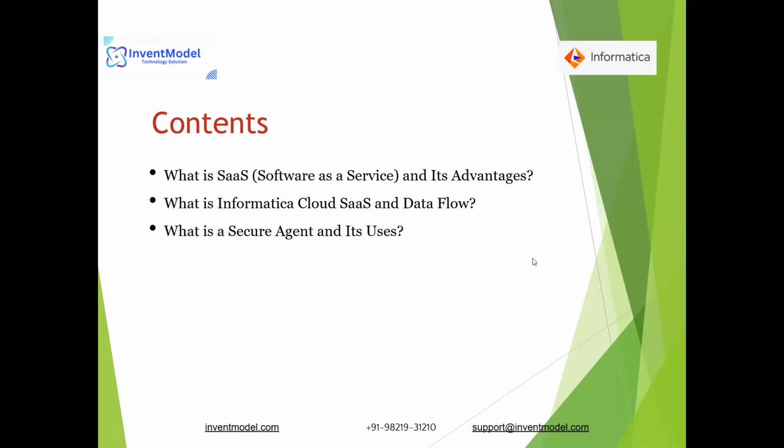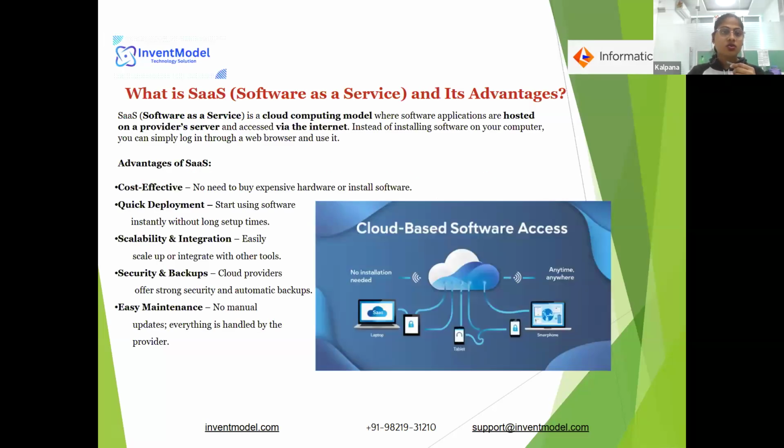Yes. So this is the content that we show, like what is SaaS and its advantages, what is Informatica Cloud SaaS and data flow, and what is secure agent and its uses. So now we know about SaaS. What is SaaS and its advantages? SaaS means software as a service, a cloud computing model where software applications are hosted on the provider's servers and accessed through the internet. Provider servers means where the software is installed, on the cloud.